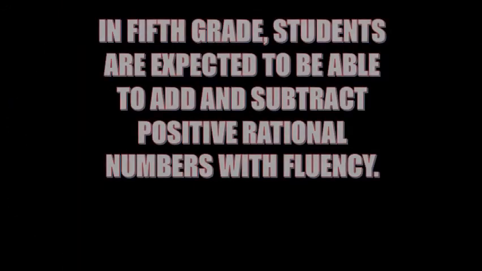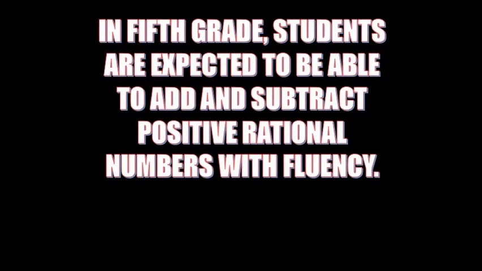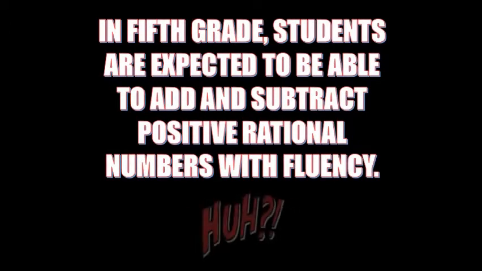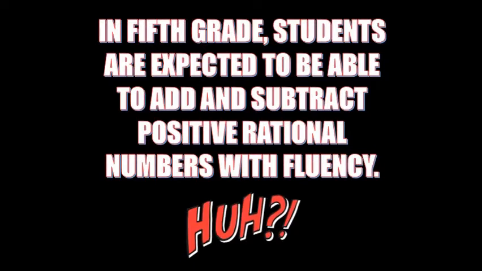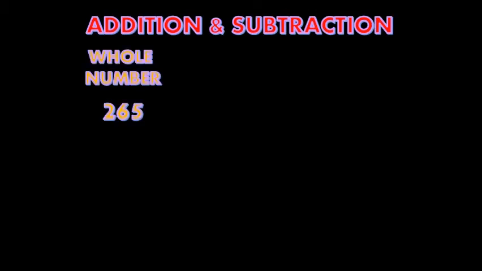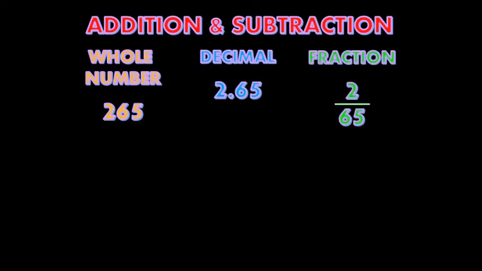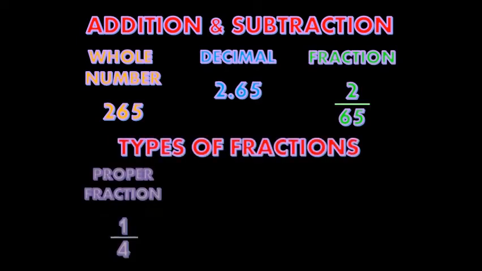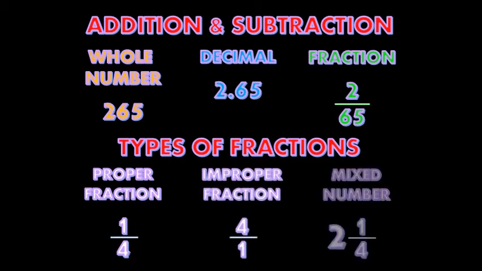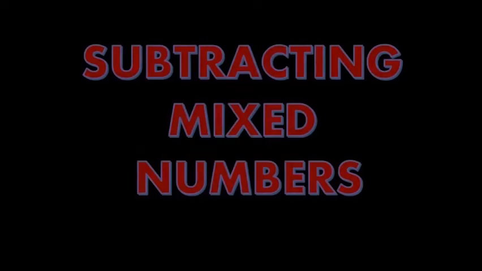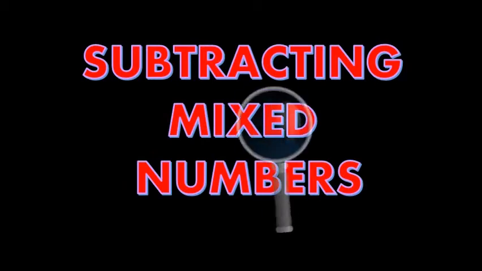In 5th grade, students are expected to be able to add and subtract positive rational numbers with fluency. What does all that fancy math jargon mean? Well, it basically means that students must be able to select an appropriate method to accurately solve addition and subtraction problems involving whole numbers, decimals, or fractions. These fractions could be proper fractions, improper fractions, or even mixed numbers. Today, we are going to focus on subtraction involving mixed numbers.